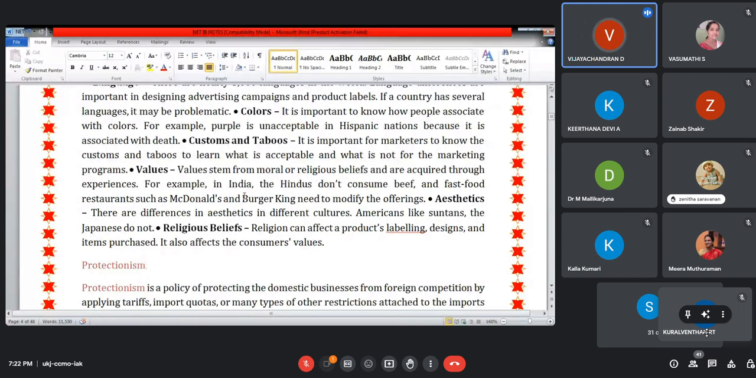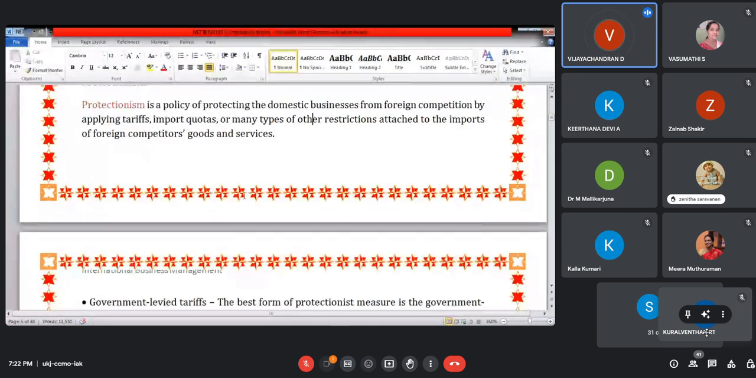Okay. Next, I'm moving into protectionism. I told you, this is very simple. In the case of protectionism, in order to protect the domestic business, there are two ways. What are the two ways? The tariff. Another one is the import quota. So they will limit the import values. You can't import more products beyond the limit that they fix.